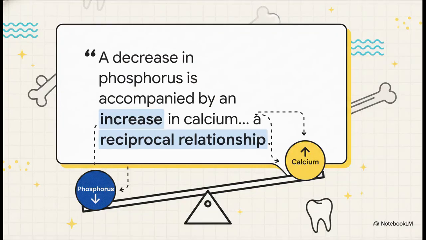And here's that relationship I was talking about. It's super important. I want you to picture a seesaw. Calcium is on one end, and phosphorus is on the other. If phosphorus goes down, what happens? Calcium has to go up. And if calcium goes down, phosphorus goes up. They have this inverse or reciprocal relationship. It's a great trick for the test.